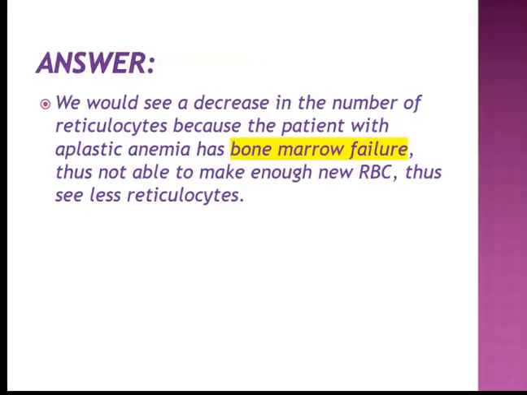The answer is we would have a decrease in the number of reticulocytes because the patient with aplastic anemia has a bone marrow failure, thus not able to make enough red blood cells, thus fewer reticulocytes. So basically what that's saying is we have a bone marrow failure, so we would never get to this point in the maturation sequence of even having reticulocytes.